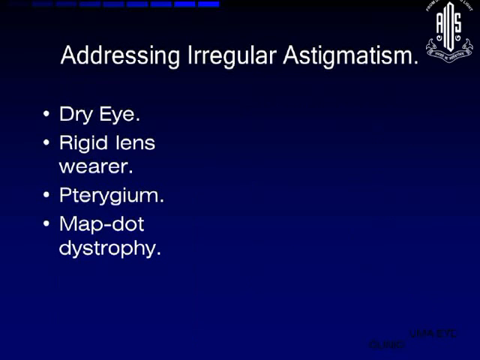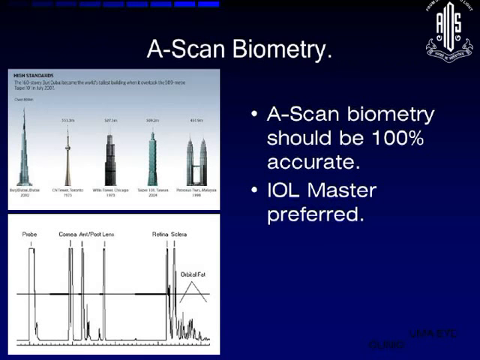And things like dry eye, you need to address dry eye. Suppose the patient is wearing a contact lens. If there's a pterygium, excise it, wait for the astigmatism to settle. And if there's a map-dot dystrophy, you scrape off the epithelium and wait and then take it all over. Now, everybody talks IOL master, but there's a little bit of A scan involved here too.